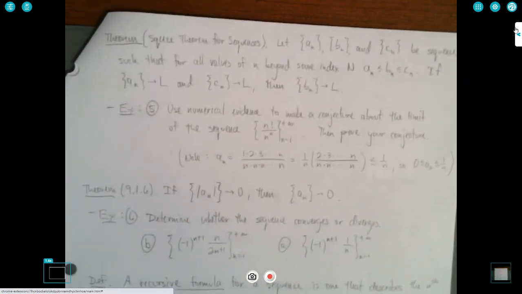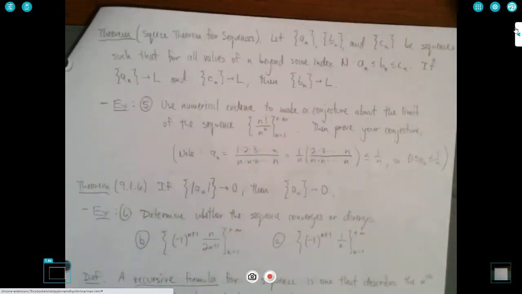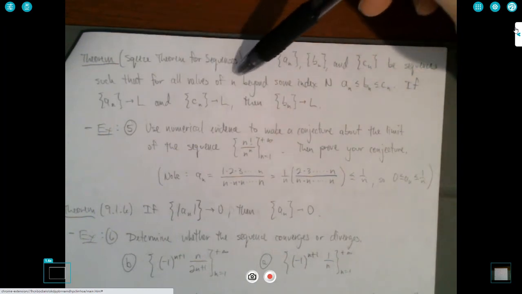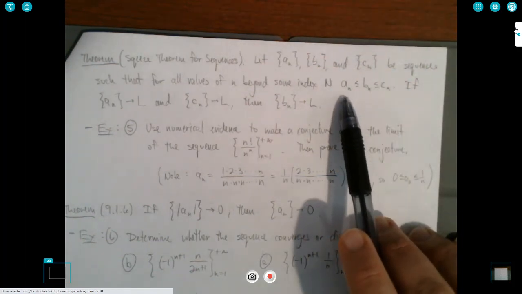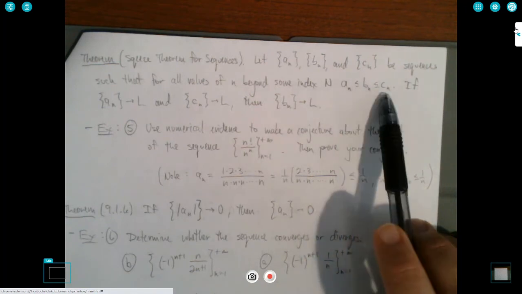Another useful thing: the Squeeze theorem for sequences. We have a Squeeze theorem for functions as well, but we can also talk about a Squeeze theorem for sequences, and it works like this. Let's say that A, B, and C are sequences such that for all values of the index beyond some given value n, it is the case that an is less than or equal to bn is less than or equal to cn. So b is between a and c.